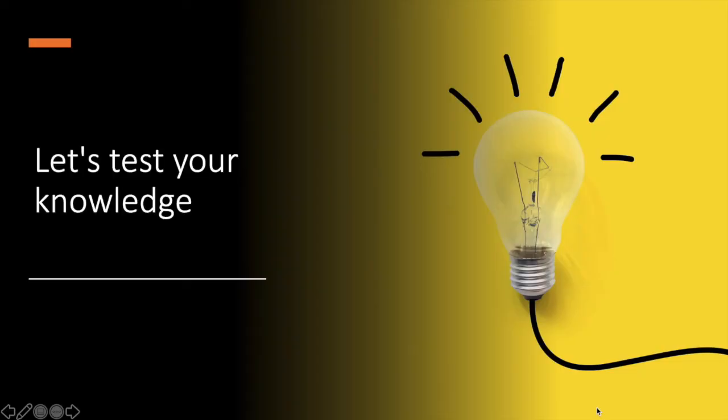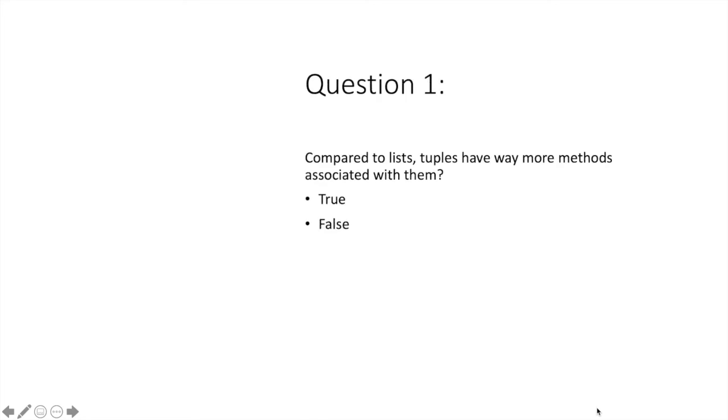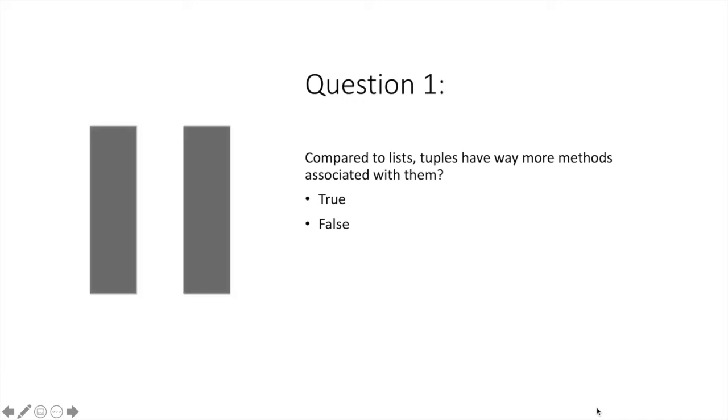Okay programmers, let's test your knowledge. I will be giving you 3 questions and you should answer them. The first question is, compared to lists, tuples have way more methods associated with them. Is that true or false? Pause this video, think about it, and unpause it when you're ready. And the correct answer is false. As we said before, tuples have fewer methods associated with them compared to lists.